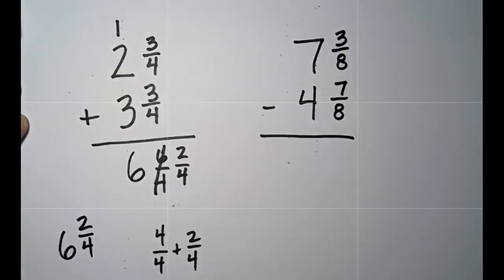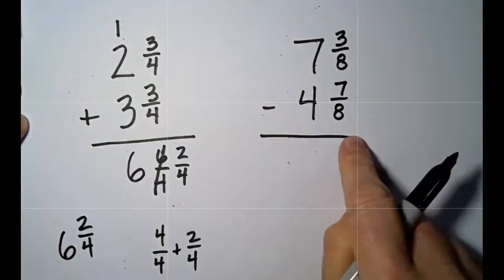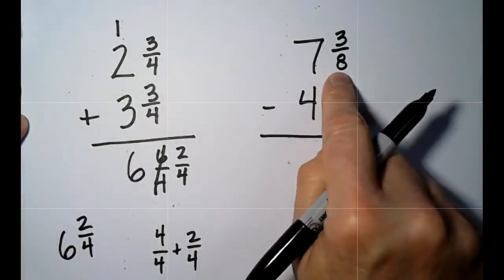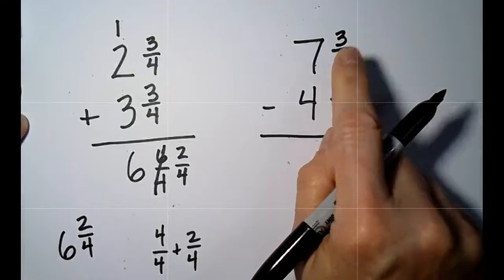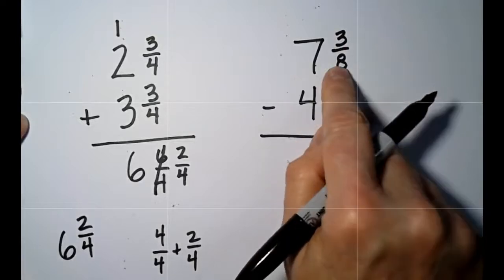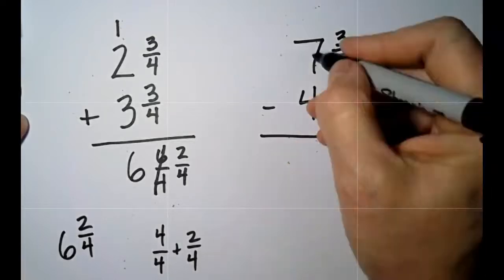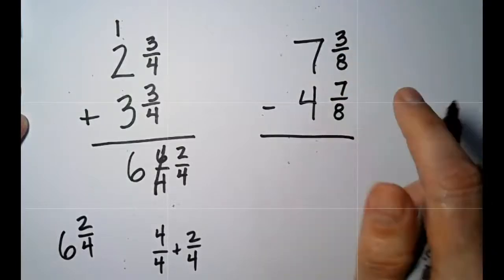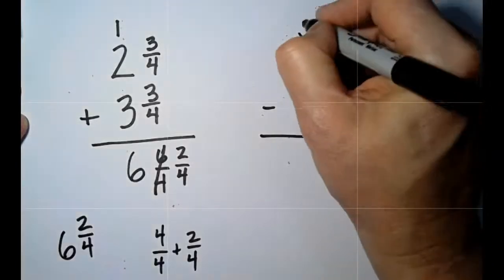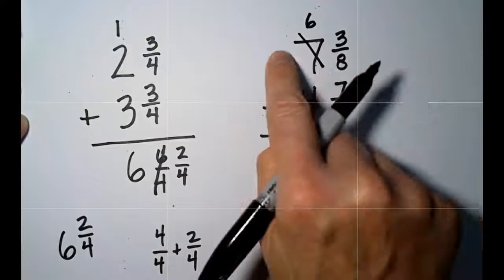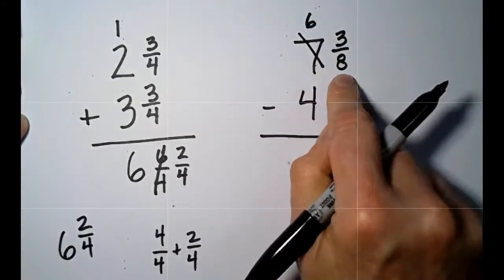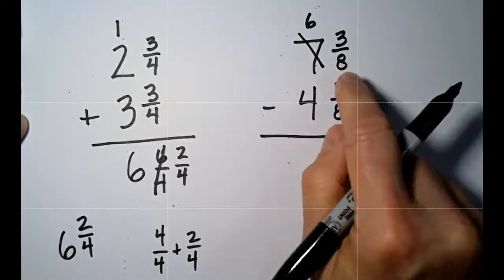And for subtraction, basically going to follow the same steps that we did before, only this time when we regroup, we're not bringing over 4/4. Our whole is 8, so we're bringing over 8/8. I don't want to take 7 away from 3 and end up with a negative answer. So I look at this 7 and I say, I'm going to make that a 6. And instead of bringing 10 over, I'm not doing that because we're dealing with eighths, the fractional unit.